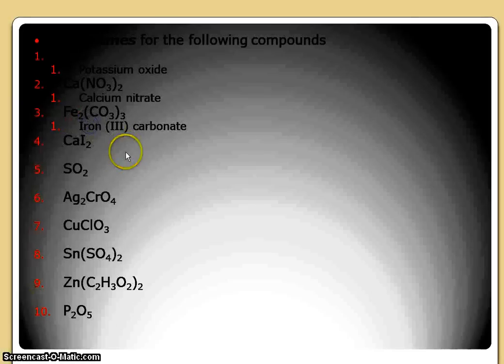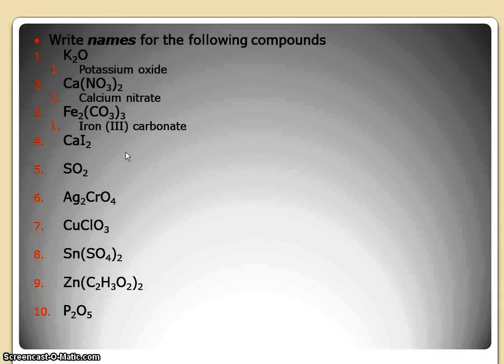Next one, we have iron, and we have a polyatomic ion. You look this up, it's carbonate. So you know it's ionic because the first element is a metal, but you also notice that this is a metal that's in the transition area, so it needs a Roman numeral. The correct name for this compound is iron(III) carbonate.